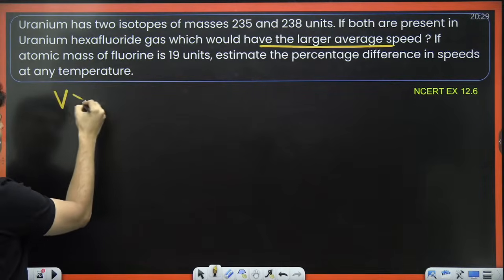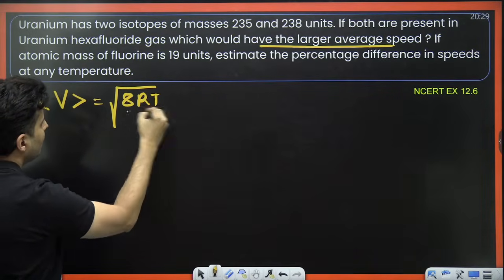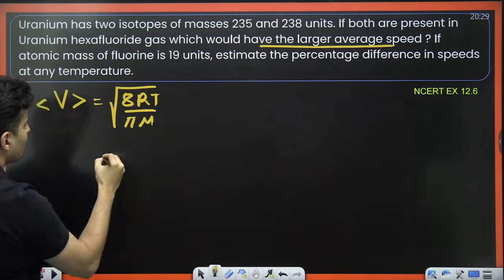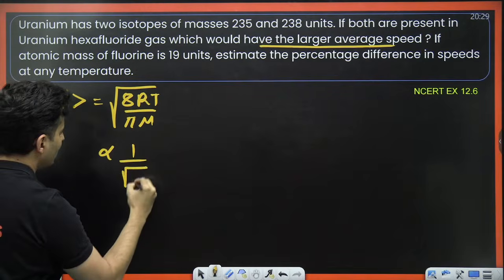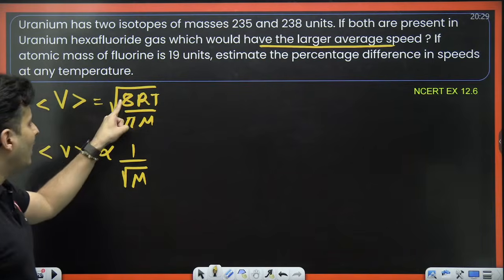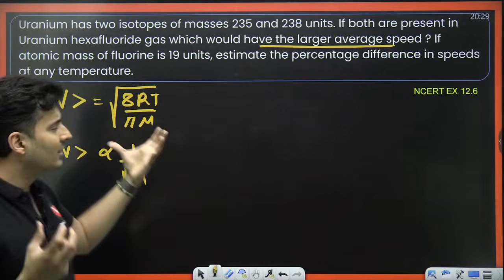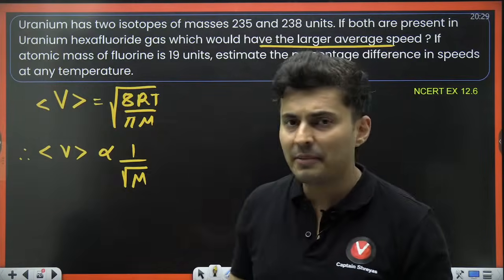What is the formula for average speed? It is nothing but root of 8RT by pi m. So the average speed is inversely proportional to root mass, because R, 8, pi are constants, and temperature is also the same.